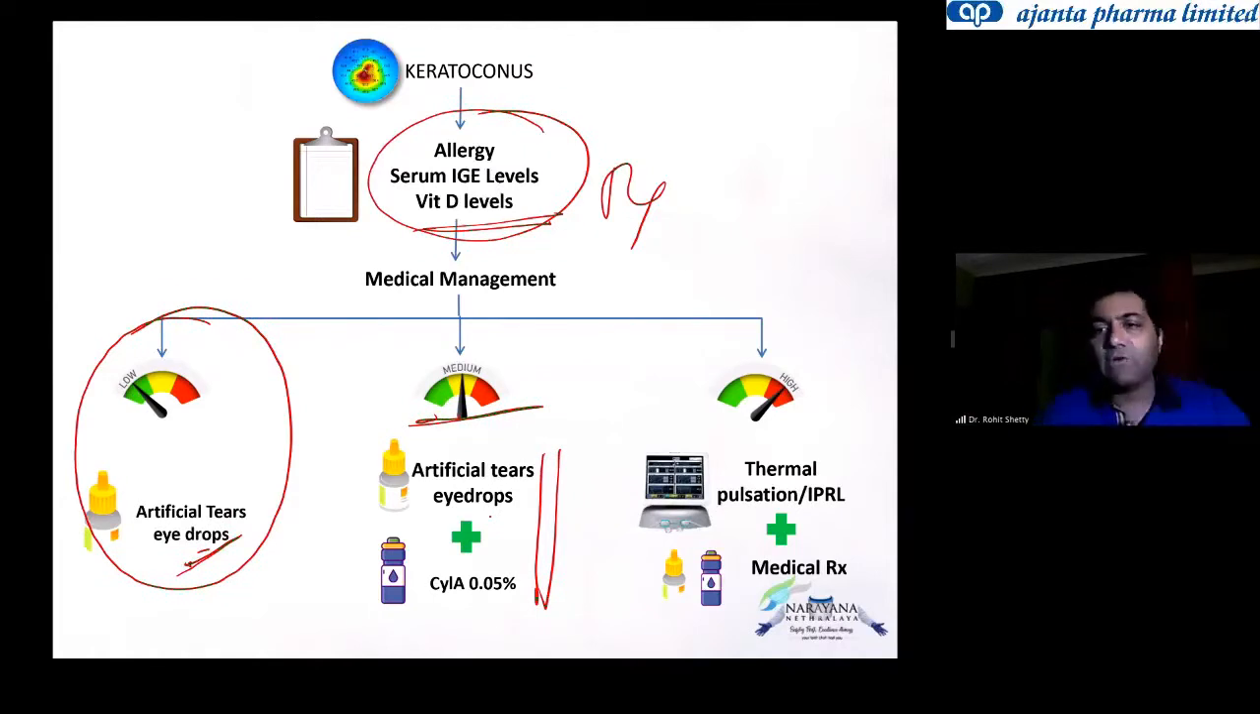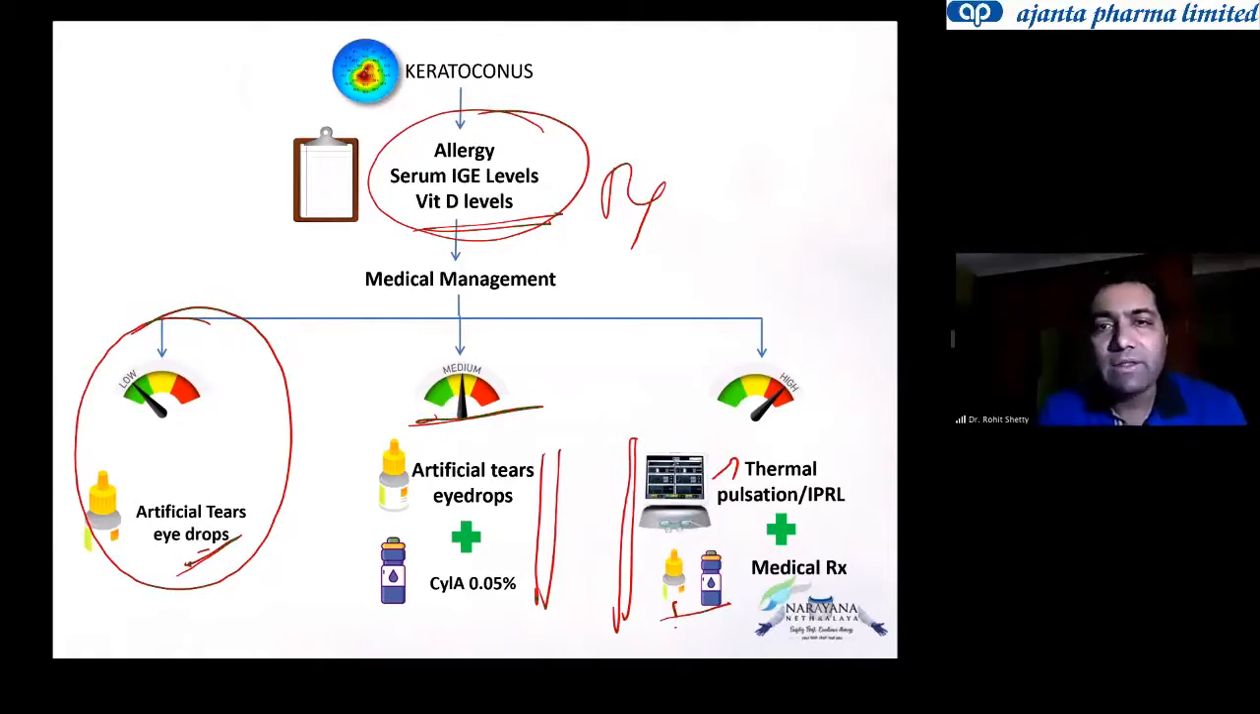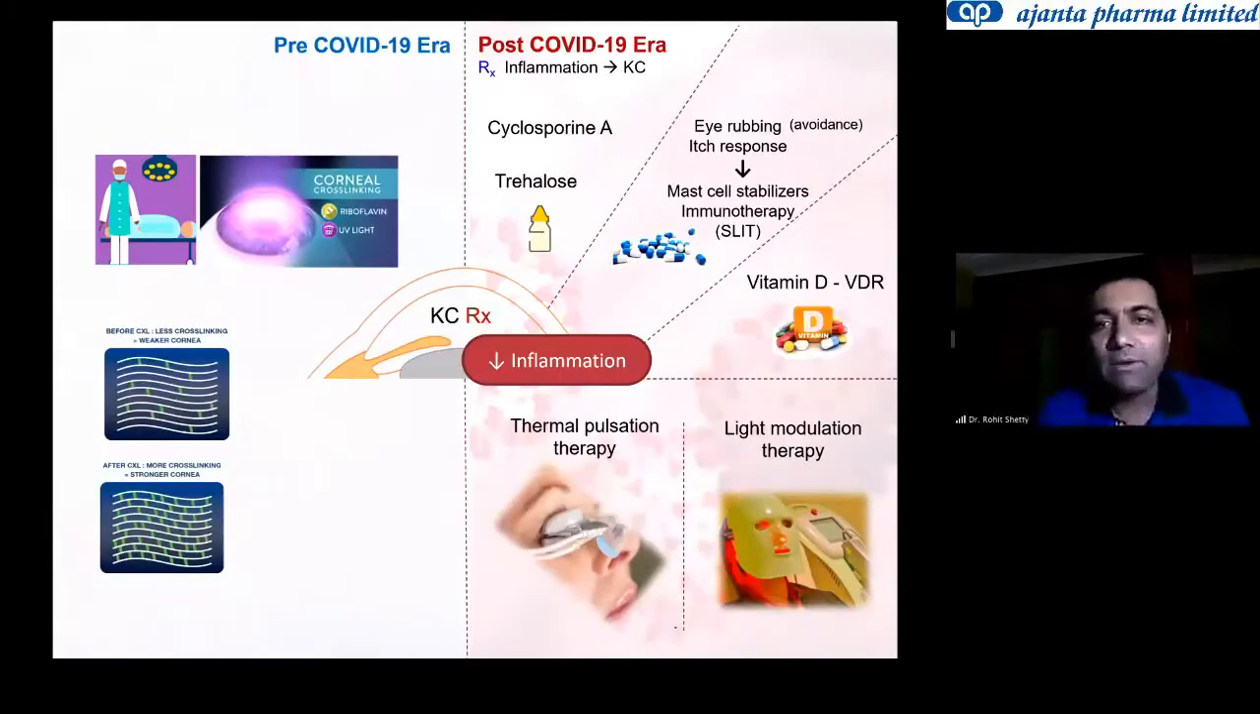Like I said, my drug of choice is trehalose based. And if it's severe and you don't want to do anything now, think of a thermal pulsation along with cyclosporine. So use your combination well. I think then you can buy time, the patient is comfortable, and you are ready for your cross-linking a few months down the lane. And this is the whole summary of what I've said.